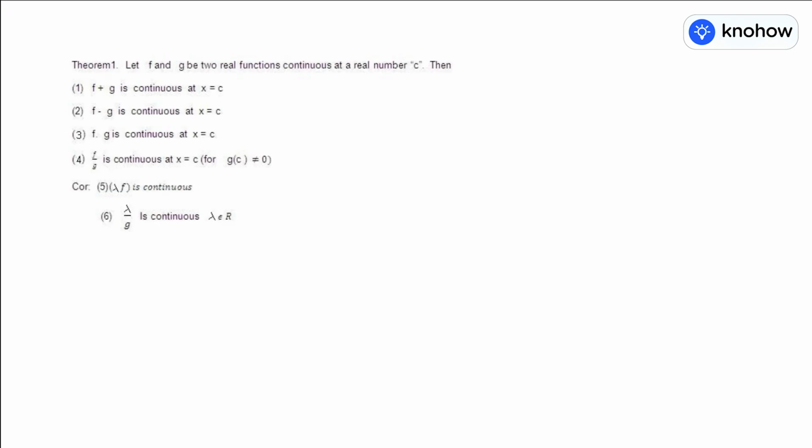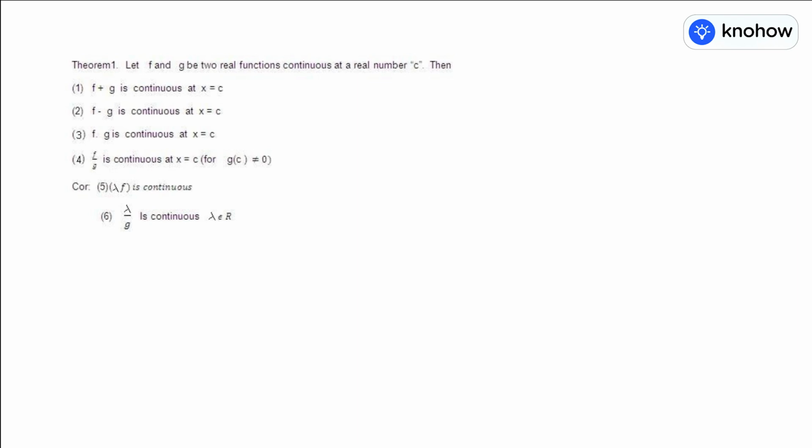Now that we have defined continuity at a point and continuity in the domain of a function, let's see a few results. Number 1: Let f and g be two real functions continuous at a real number c. Then, number 1, f plus g is continuous at x equals c. Number 2, f minus g is continuous at x equals c. Number 3, f into g is continuous at x equals c. Number 4, f divided by g is continuous at x equals c for g(c) not equal to 0.